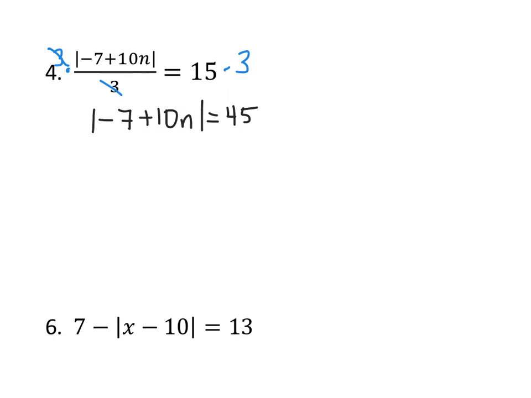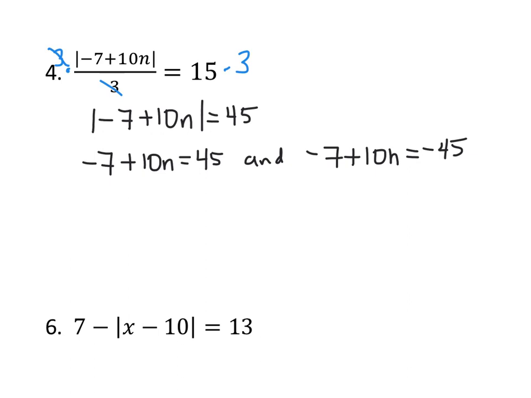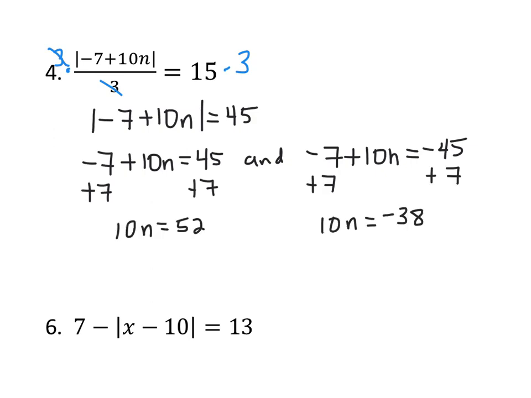Now that I have the absolute value part of the equation isolated, I can go ahead and break it out into its two separate equations, one for the positive value for n and one for the negative. Okay, so here are the two equations I'm going to solve. One is -7 plus 10n equals 45, and the other one is -7 plus 10n equals -45. After adding 7 to both sides, I have 10n equals 52 and 10n equals -38. Now all I need to do is divide by 10.